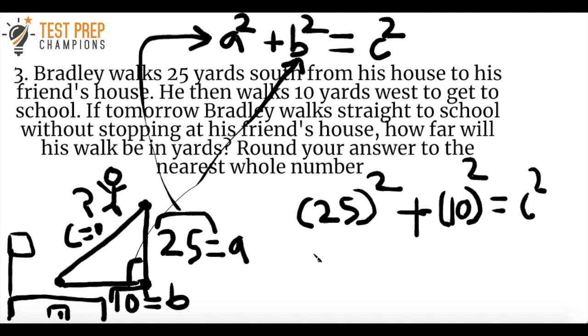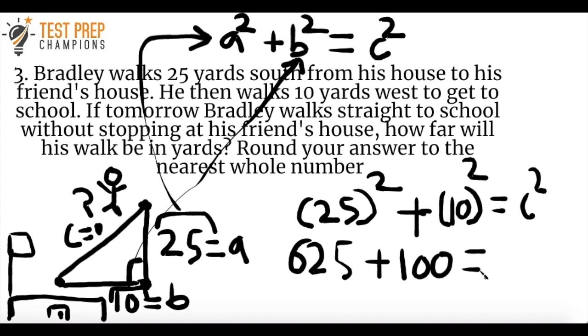So 25 squared, to get that you would just do 25 times 25, or you can use your calculator, but 25 squared is equal to 625. And 10 squared is equal to 100. And again, to get 10 squared, you can just put 10 squared into your calculator or do 10 times 10, or just remember that 10 squared is equal to 100. Okay, so 625 plus 100 is equal to 725. So what have we just figured out here? Did we find C? Is the answer 725?